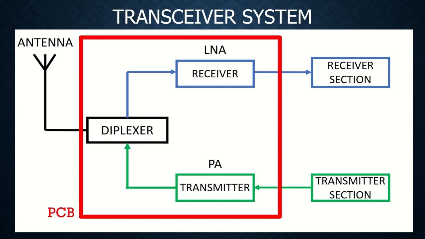The duplexer is used to switch the transmitter and receiver on and off in order to transmit and receive signals from the antenna.